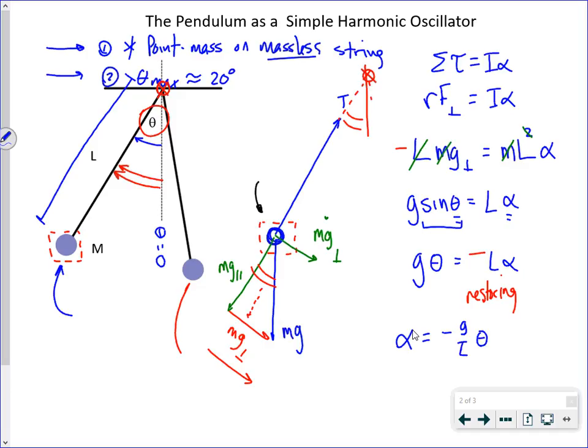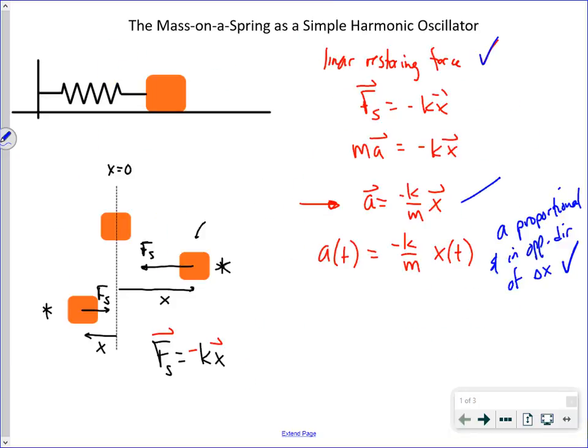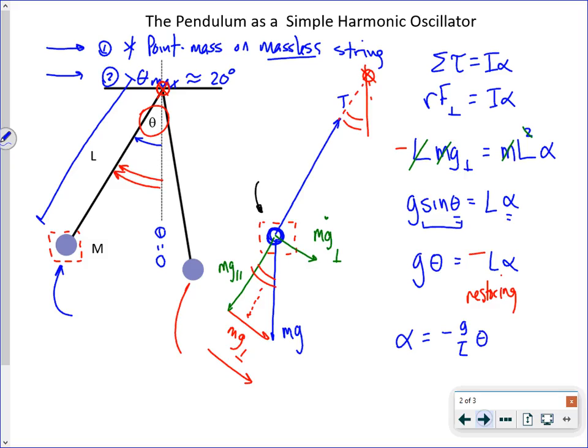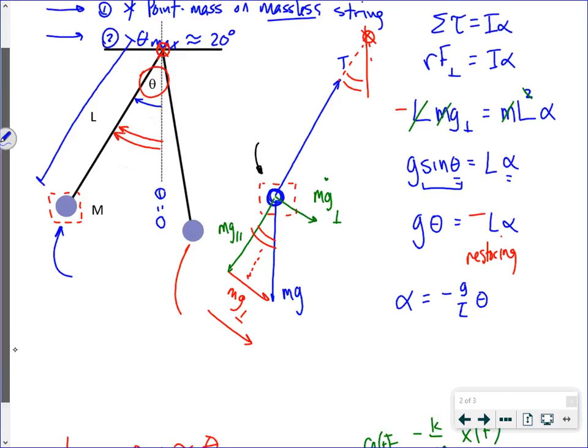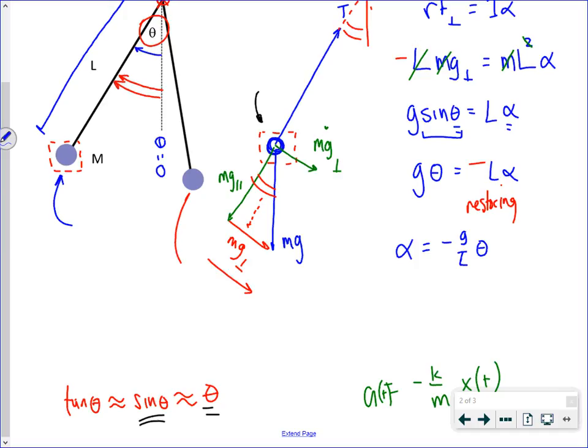So what I get is something very analogous to this. Acceleration is proportional and in the opposite direction of position. Here, acceleration is proportional, a direct relationship, no squares or square roots or inverses, just theta, and in the opposite direction. So we have a good justification for the fact that the pendulum is a simple harmonic oscillator. And because it's an oscillator, theta varies as a function of time, and therefore alpha varies as a function of time.